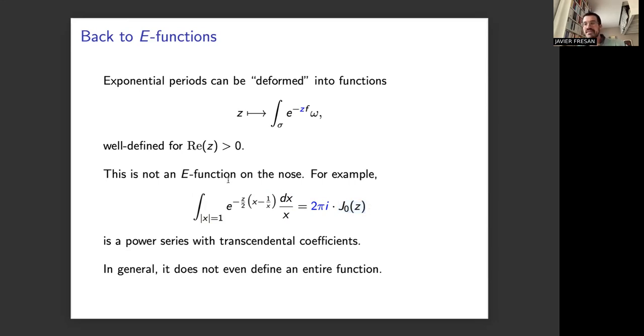Okay. Which makes sense because this is a situation where you can evaluate the function at z equals zero, and then you get the integral of dx over x on the circle, and this is exactly 2 pi i. So this is one problem that arises when the function is entire, but in general it is not even an entire function, and then there will be monodromy around zero.